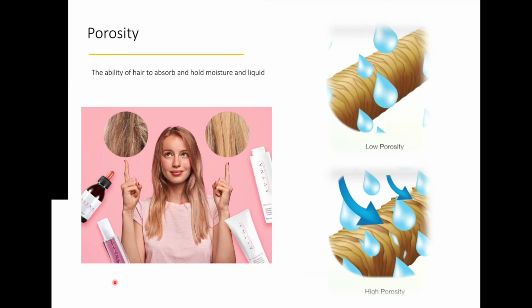Porosity. This is the ability of the hair to absorb and hold moisture and liquid. And in relation to hair color, porous hair is easier to lighten and often accepts hair color faster. Someone with high porosity accepts hair color very quickly, but the color is usually the fastest to fade. And non-porous hair is more difficult to lighten and therefore has a tendency to resist the color process. And as a rule, hair is more porous from the midshaft to the end and less porous near the scalp.